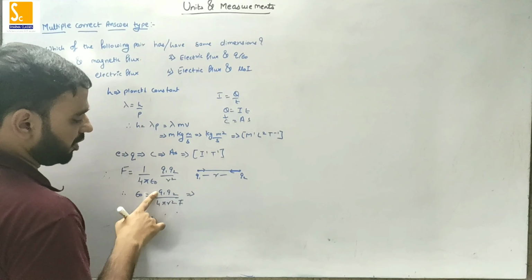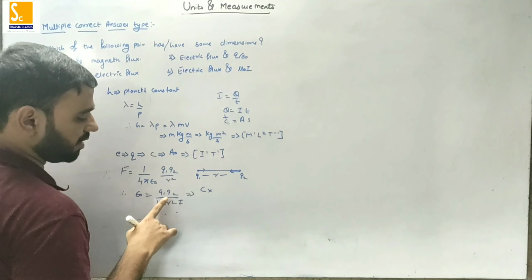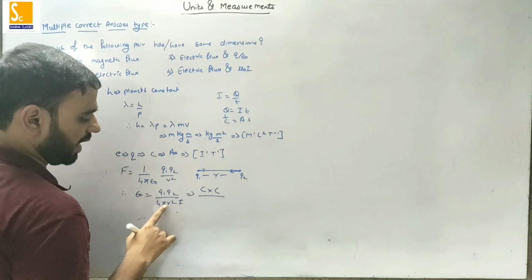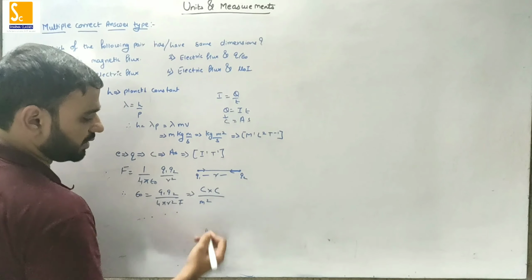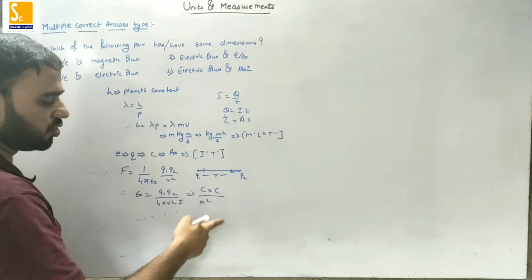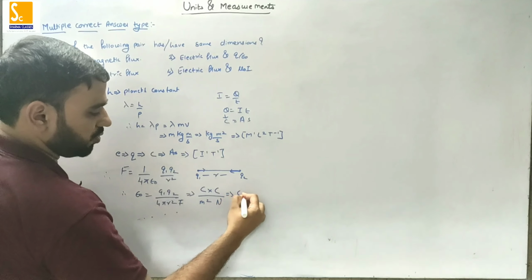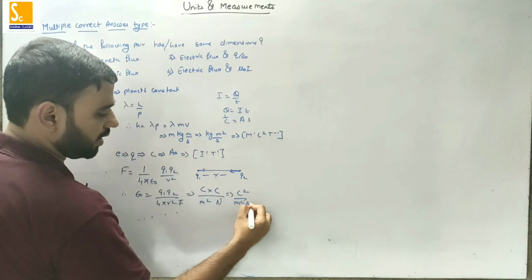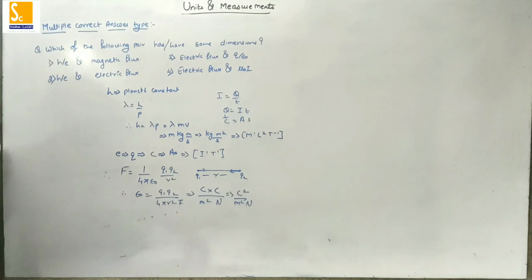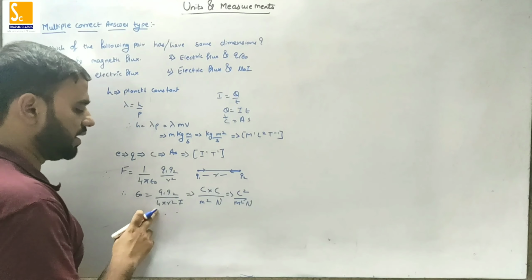See, SI unit of charge is nothing but Coulomb. SI unit of charge, Coulomb, upon SI unit of distance, meter square. SI unit of distance, see, this is distance square, so it comes out to be meter square. SI unit of force is Newton, so it comes out to be Coulomb square upon meter square Newton. As 4 pi does not have any dimensions or unit, you can say it is a dimensionless constant.